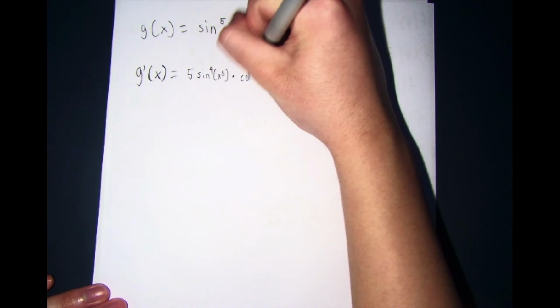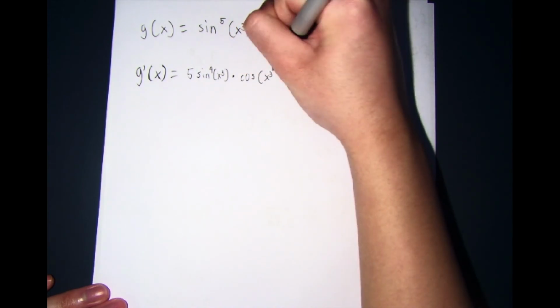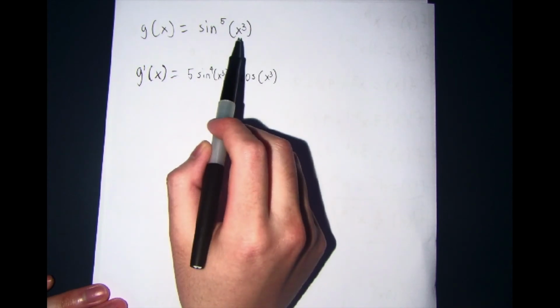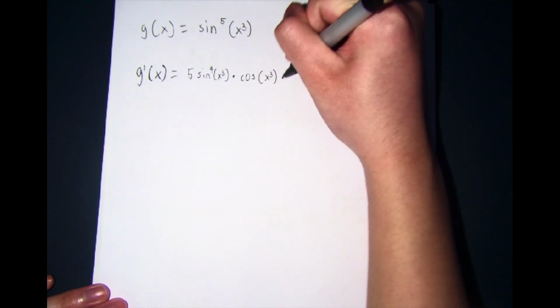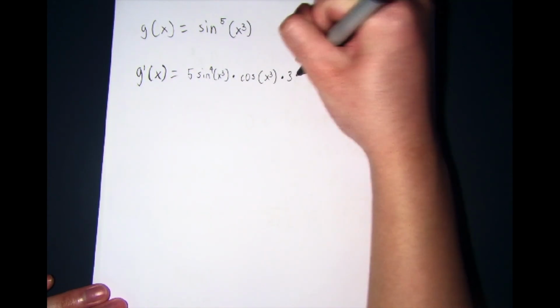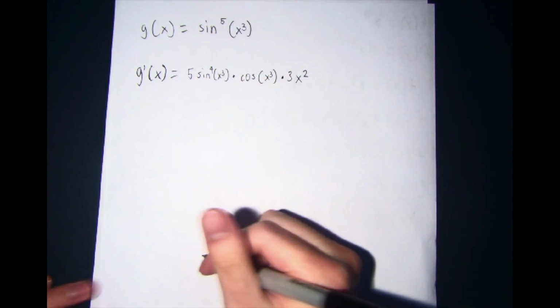So you'd get cosine x cubed, because you're taking the derivative of sine x cubed, and so x cubed would be the inner function in that instance. And lastly, you would multiply it by the derivative of x cubed, which is 3x squared. So that would be your answer.